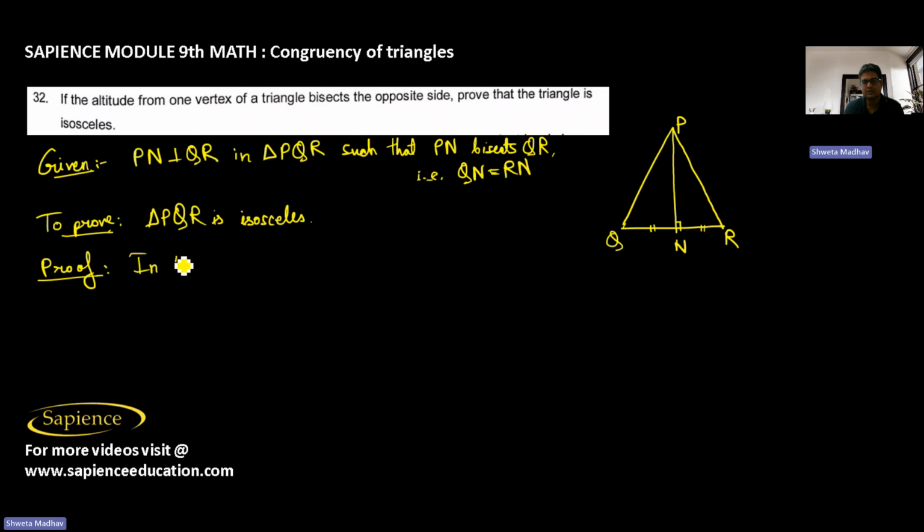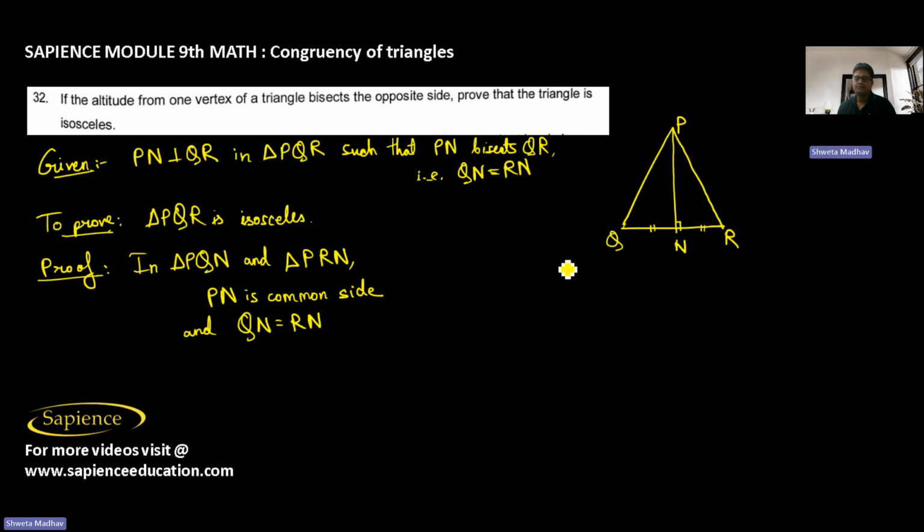I will write that in triangle PQN and triangle PRN, PN equals PN, or I can say PN is the common side, and QN equals RN, which is given only.